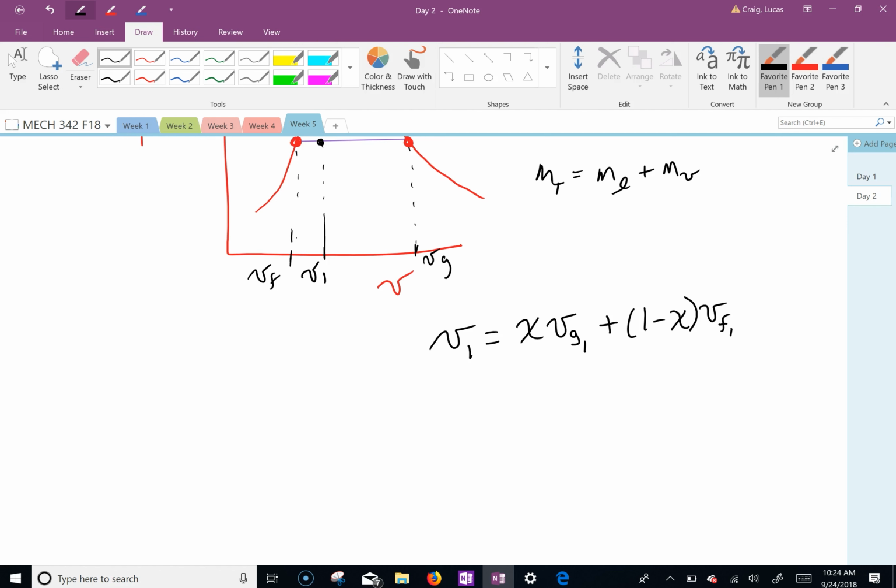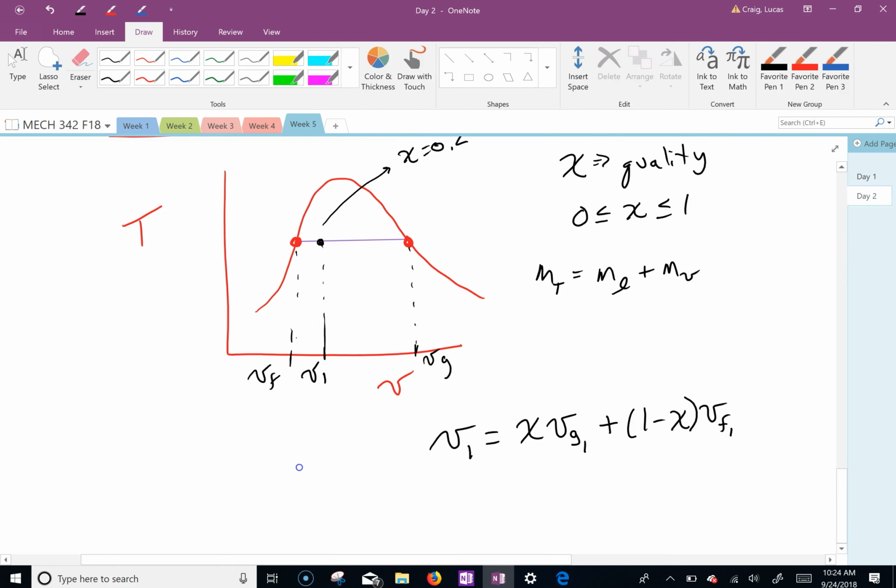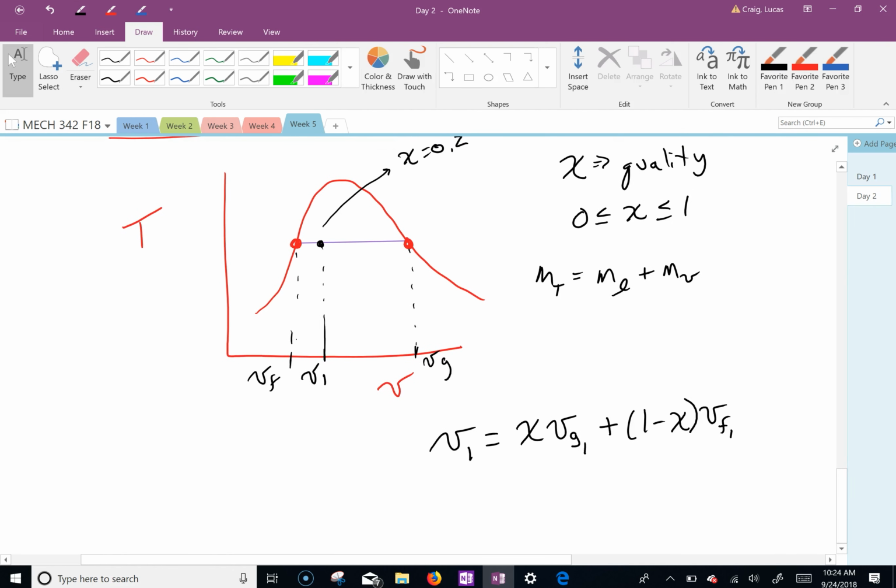So if I just say the quality is 0.2, can you do anything with this problem? Not necessarily. You need what? Temperature or pressure. You need two things to figure out where you are. Otherwise, you don't know. I'll probably tell you the pressure, to have you look up what the temperature is. But that's the idea here.